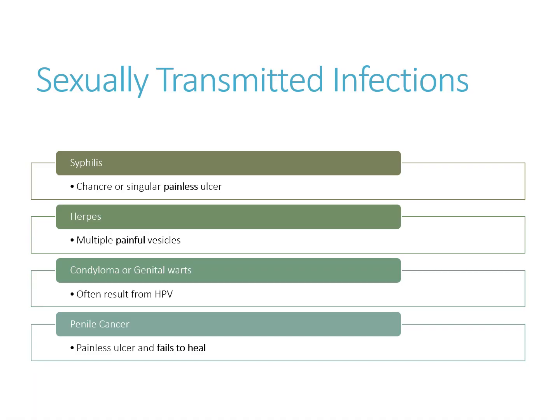Common STIs you may see are syphilis, which very often presents as a chancre or single painless ulcer. Herpes normally presents as multiple painful vesicles. Notice they are painful, whereas syphilis is painless. Genital warts, often resulting from HPV, may be seen, and you have pictures of these in your book so that you can visually associate these terms with what you see in the picture shown in your book. Penile cancer, although more rare, is a painless ulcer that fails to heal, and there's a good picture of that in your book as well.